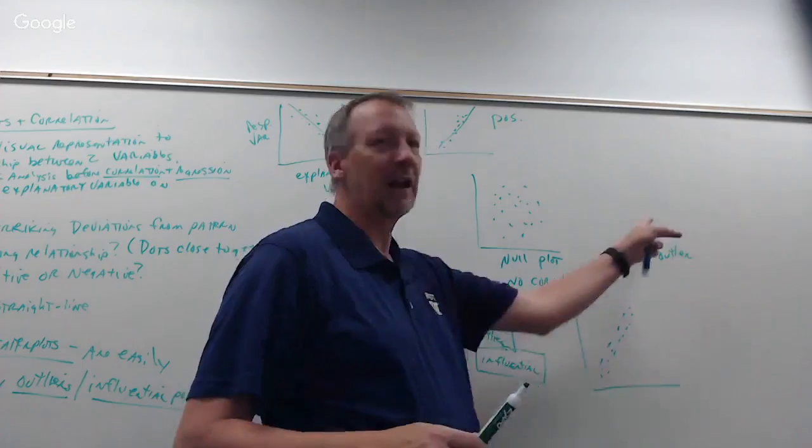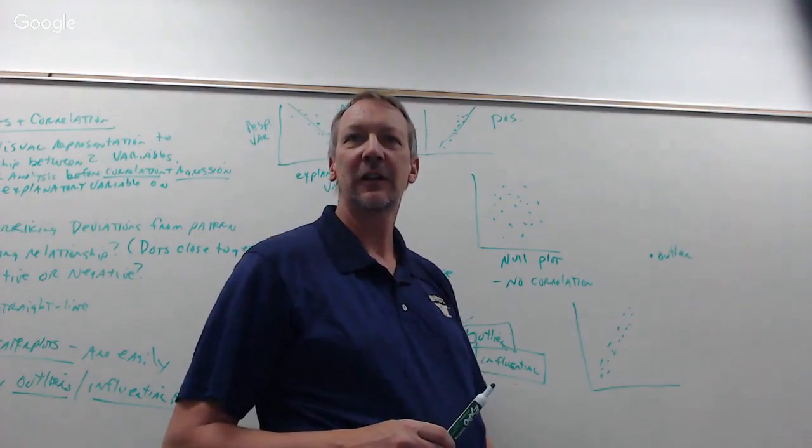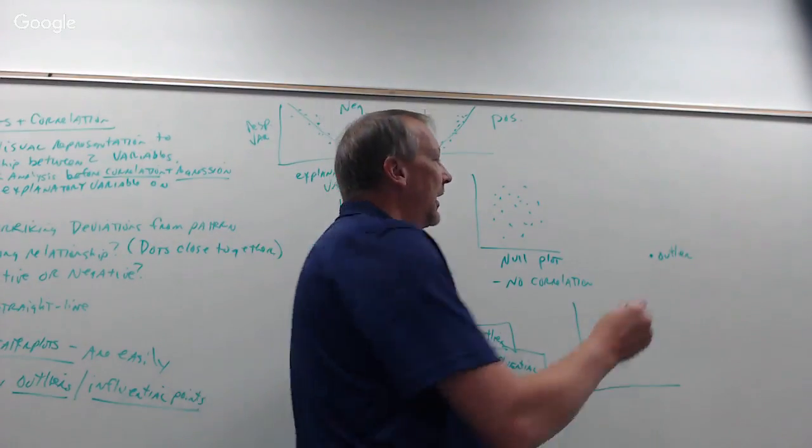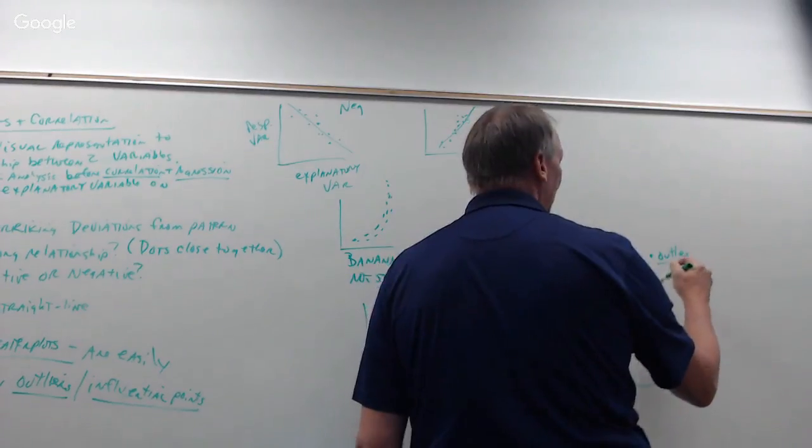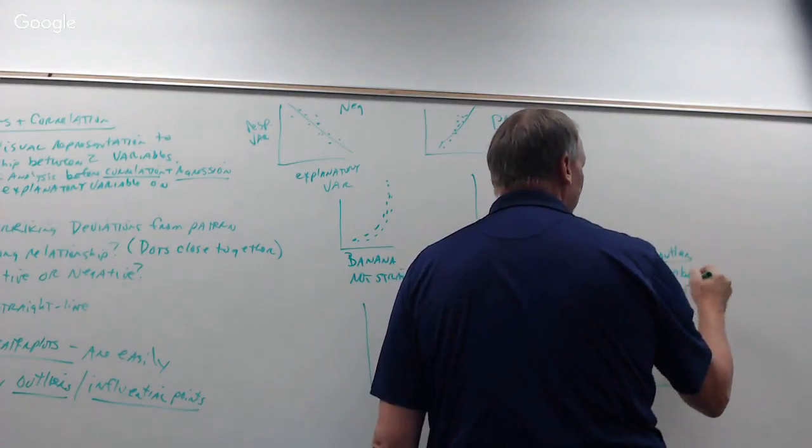All right, so in this case, you could call this an outlier, but do you see that this outlier is kind of in line with all the other ones? So, yes, it's an outlier, but it might not be an influential point.